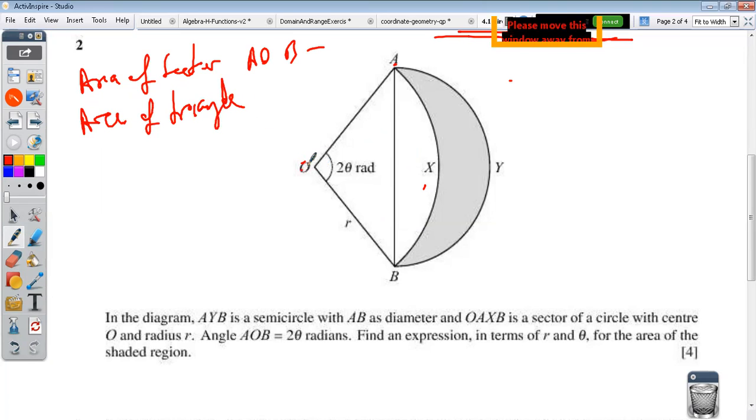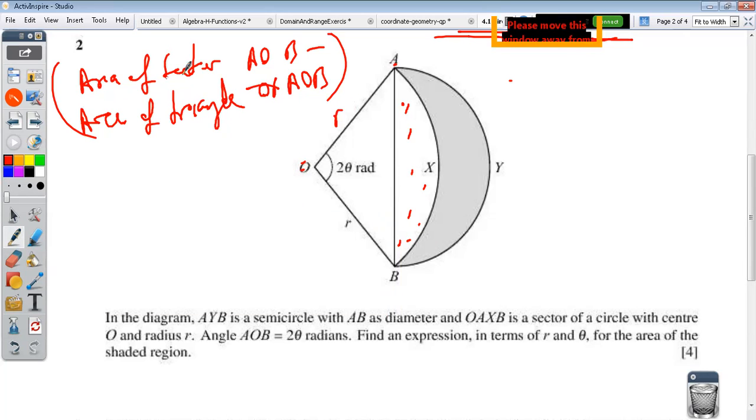What triangle are we talking about? OAB. It gives us this here. Making sense? Then when we have this, we can now say area of the semicircle minus the area that we find here, because it's that small area there. Is that making sense, everyone? Yes, sir.